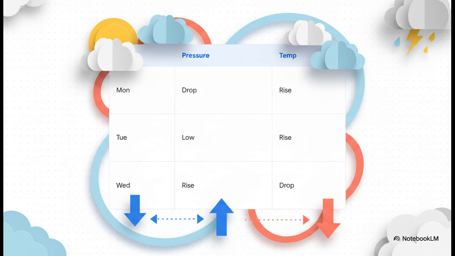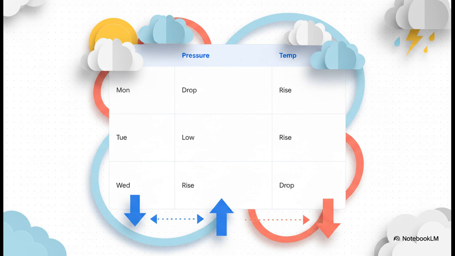Let's see. Monday, the pressure is dropping and the temperature is 85 but rising. Okay. Tuesday, pressure is low, temperature is 88 and still rising. Right? Wednesday, pressure is rising, but now the temperature is 82 and dropping. At first glance, my brain is just kind of bouncing between the days. I'm honestly a bit confused. Is there a relationship here?